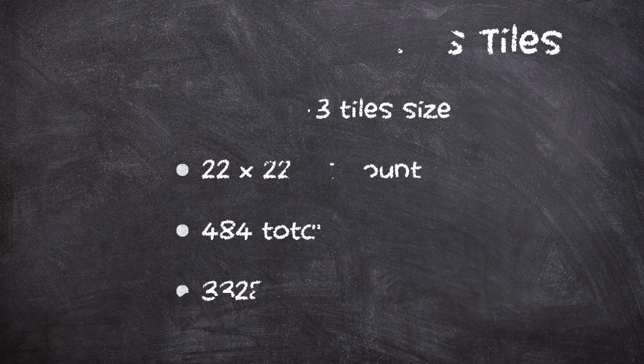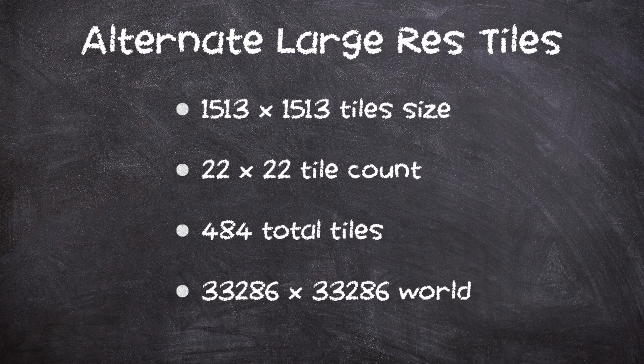An alternate possibility is to use the intermediate tile size of 1513 by 1513, which is 63 quads, 2 sections, 12 components for 144 total components. This is also an optimized tile size that works well with landscape and world composition. A 32 kilometer by 32 kilometer world would require 22 by 22 of the 1513 by 1513 tiles, which is 484 total tiles, for a 33286 by 33286 world.